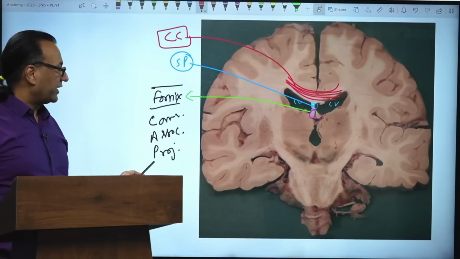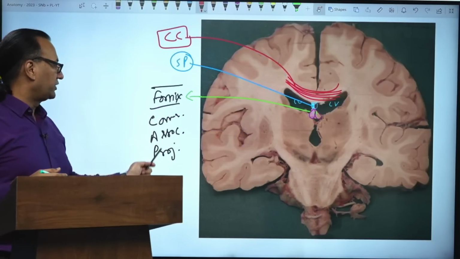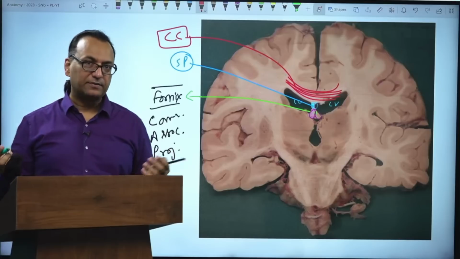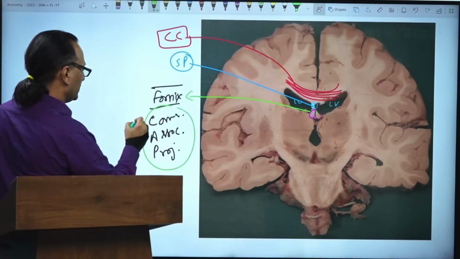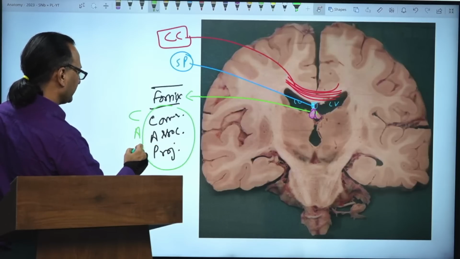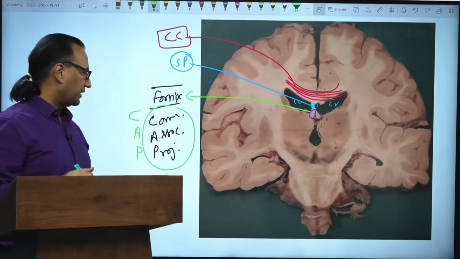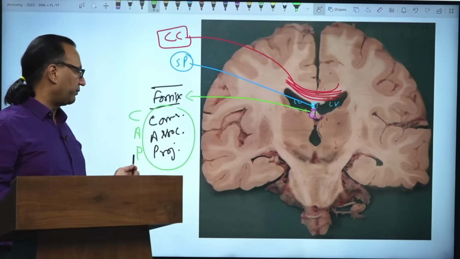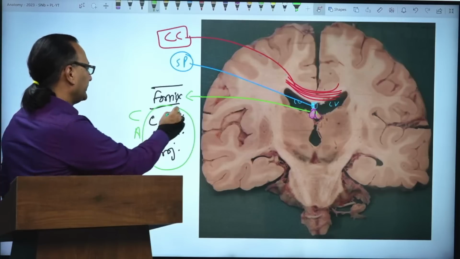Now, I am asking you, fornix has which kind of fibers? Is it commissure, association or projection? Actually, all the three. If all the three, then what should I answer? Commissure is first, association is next, projection is next. You can remember it in a sequence as CAP: C for commissure, A for association, P for projection fibers. So first of all, you should say commissural fibers.